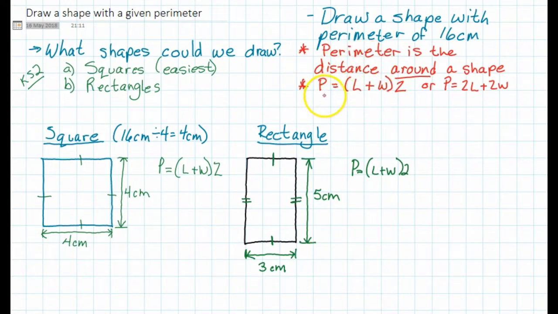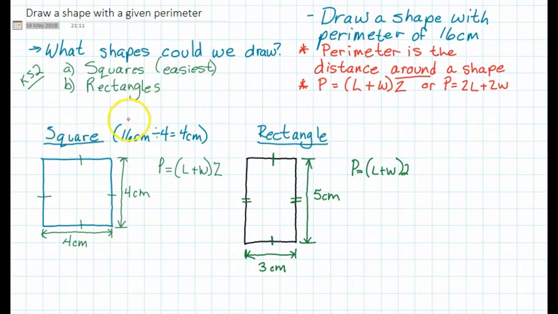Alright, the formula for perimeter is perimeter equals (length plus width), multiplied by 2. You could also write the formula as perimeter equals 2 times length plus 2 times the width. Both of these are correct, but your teacher may have a preference for one or the other. So I've worked out the perimeter using a square and a rectangle, so let's go through it.